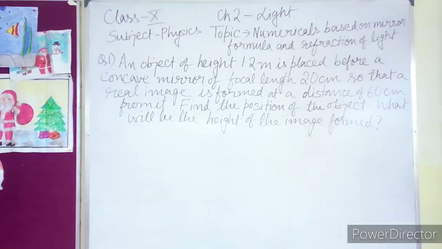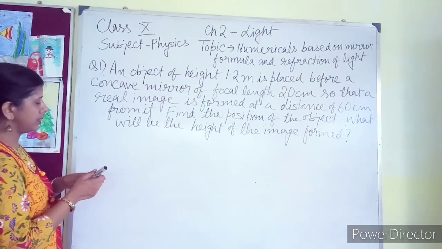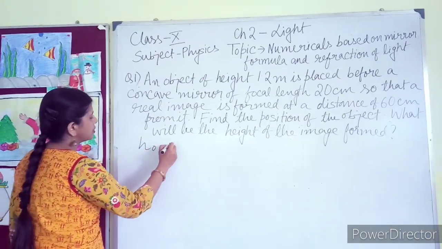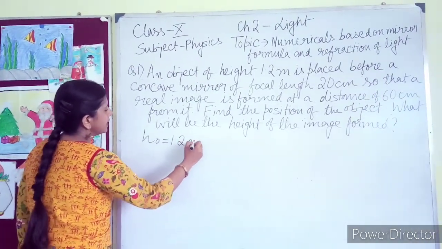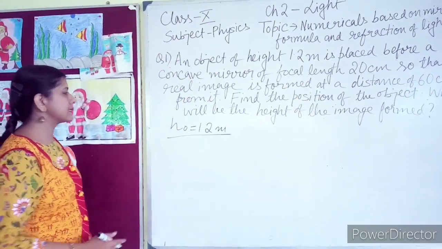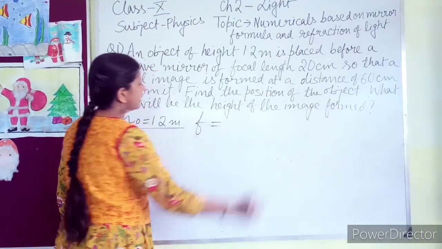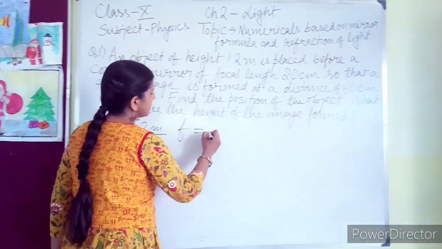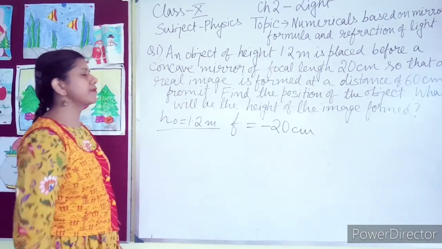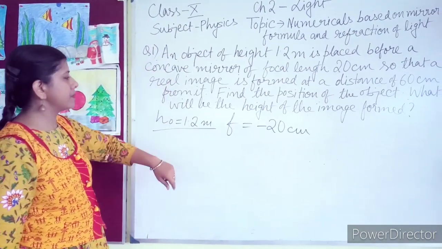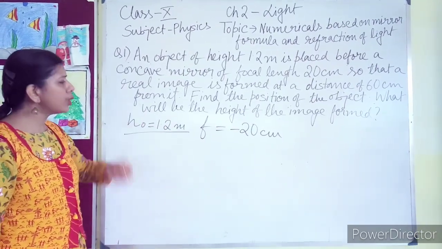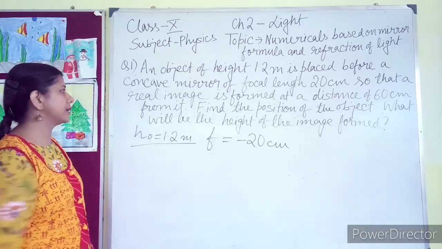So first of all I have to write down what is given to me. First is height of object is given. Height of object is 1.2 meter. This one is given to me, O for object. What else is given to me? F, focal length is given. I will take the negative sign of focal length. Why? Because it is a concave mirror. So in case of concave mirror, the focal length is taken as negative, because the focus is in front of the mirror.